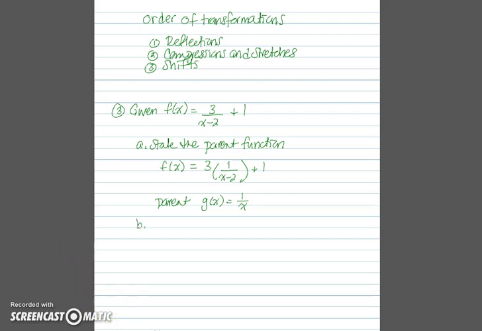So now I want to describe how to transform g of x to obtain f of x. And I have a couple of things happening here. So I see them multiplying by 3, I'm subtracting 2 but inside the parentheses, and then I'm adding 1 but outside of the parentheses. So that means that I'll have 3 transformations happening.